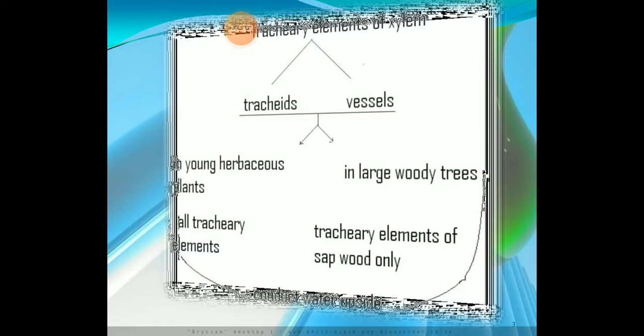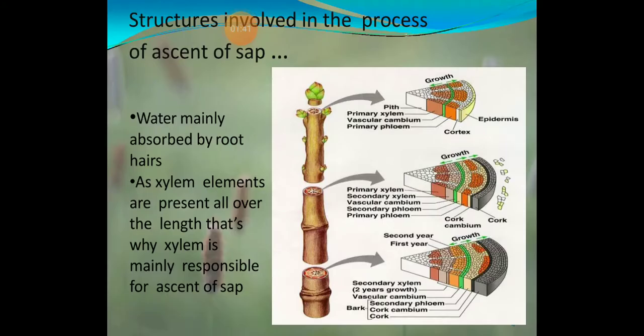Mainly the tracheary elements of the xylem are involved in the ascent of sap. Among these elements, tracheids and vessels commonly occur in the xylem. In the woody plants, the vessels are involved in the ascent of sap. But in the herbaceous plants, usually the tracheids are involved in the ascent of sap.